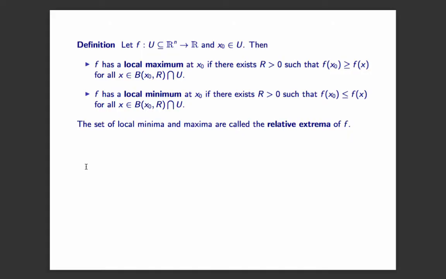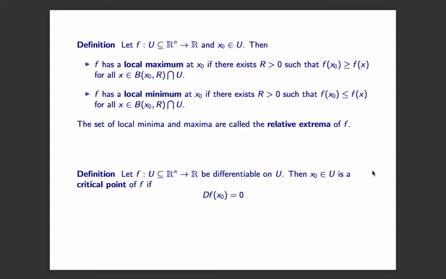So let f map Rn to R. Well, then the local extrema is exactly what you think it is. A local maximum is when f of x naught is bigger than f of x for all x in some neighborhood, or in some open ball of radius r. And similarly, f has a local minimum at x naught if there's some open ball so that for every x in the open ball and in the domain, f of x naught is less than or equal to f of x. Now the set of local minima and maxima are called the relative extrema.